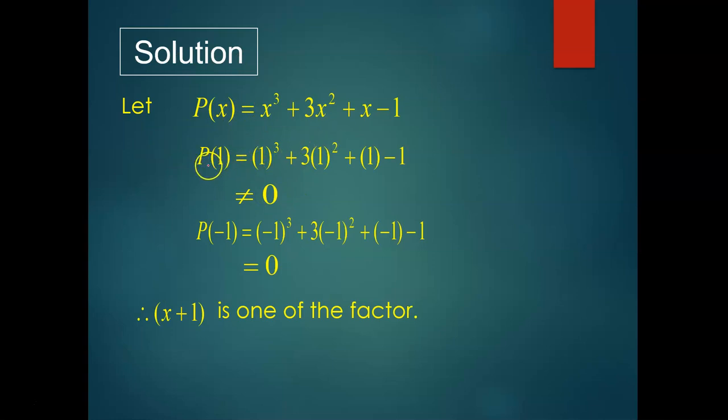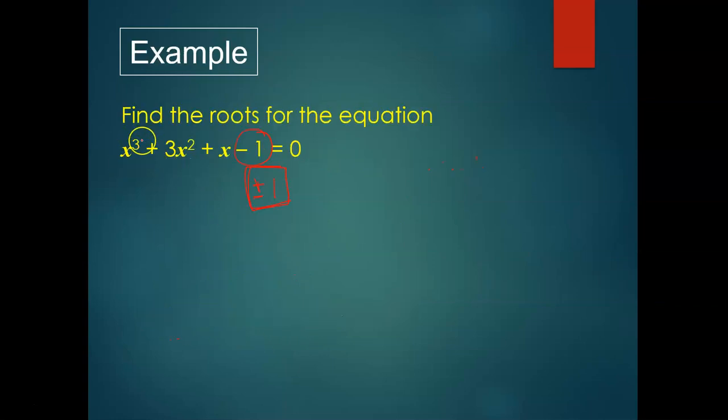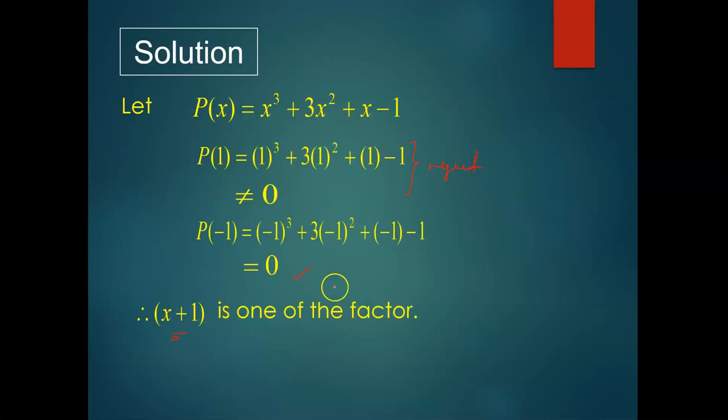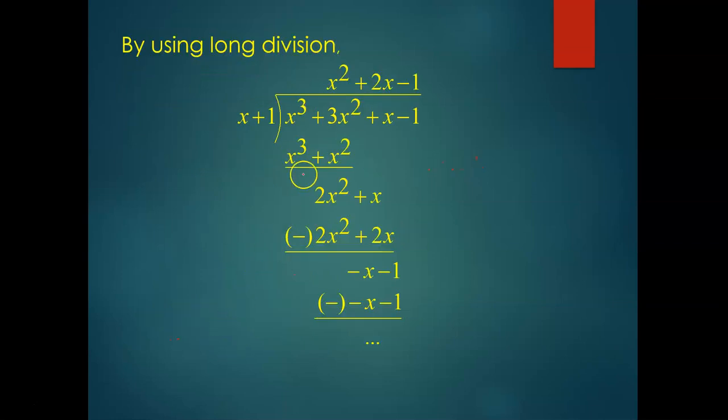Okay, so in this case, when we substitute x equals to 1, it's not equal to 0, so we reject this value. When you substitute x equals to negative 1, then you get 0. So we can say that x plus 1 is one of the factors. Power 3 here, meaning that you left another quadratic equation.